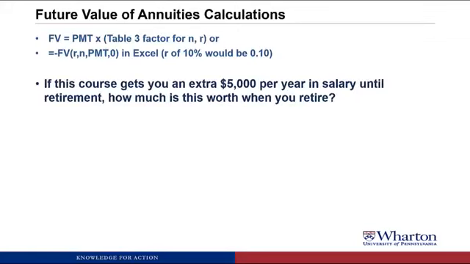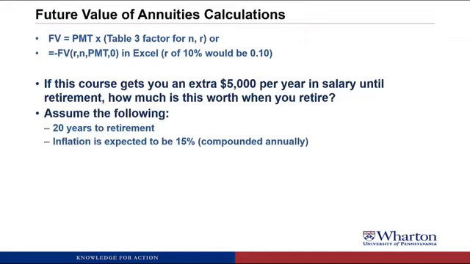So here the question would be, if this course gets you an extra $5,000 per year in salary until retirement, how much is this worth when you retire? So instead of figuring out the present value of that annuity, let's figure out the future value of the annuity. How much dollars will you have in the future when this is all said and done? So we're going to assume 20 years to retirement. Inflation is expected to be 15% per year.